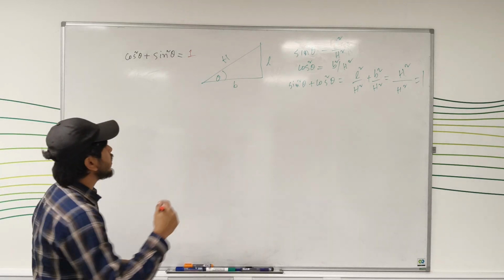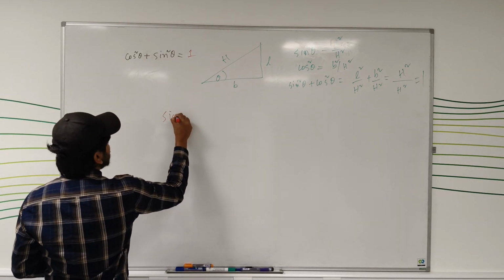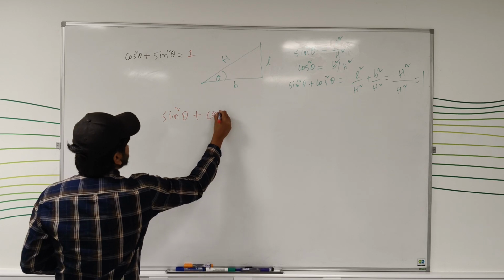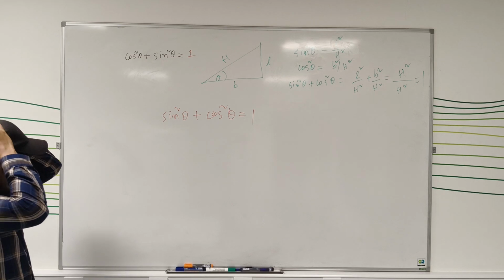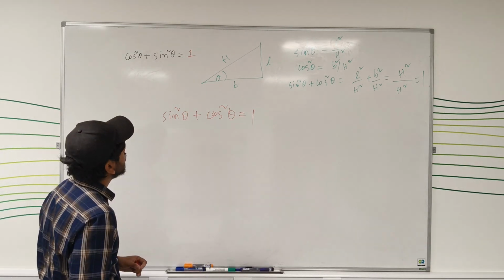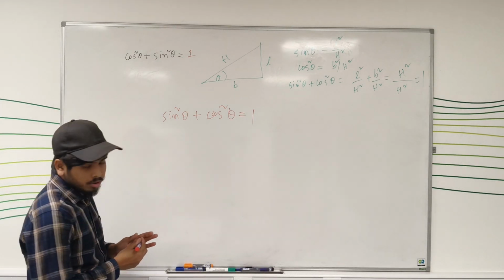Alright, there are a couple more identities. So if sine square theta plus cos square theta is equal to 1, what happens if we, oh actually we can't do those.